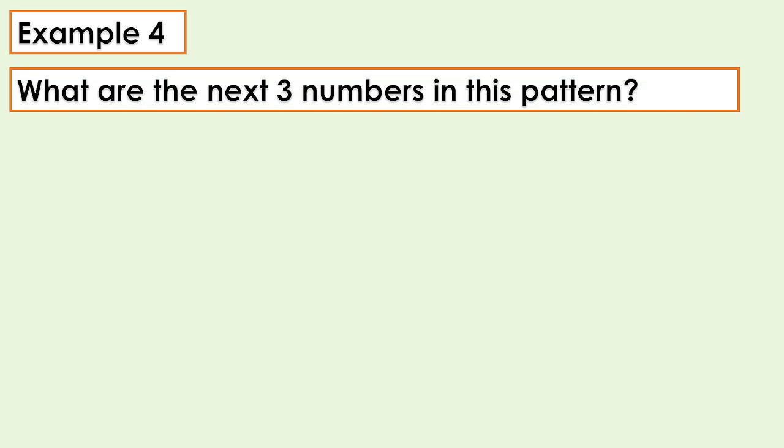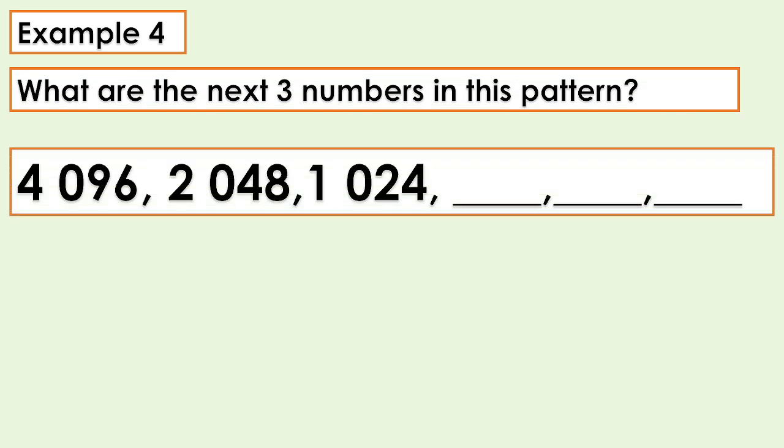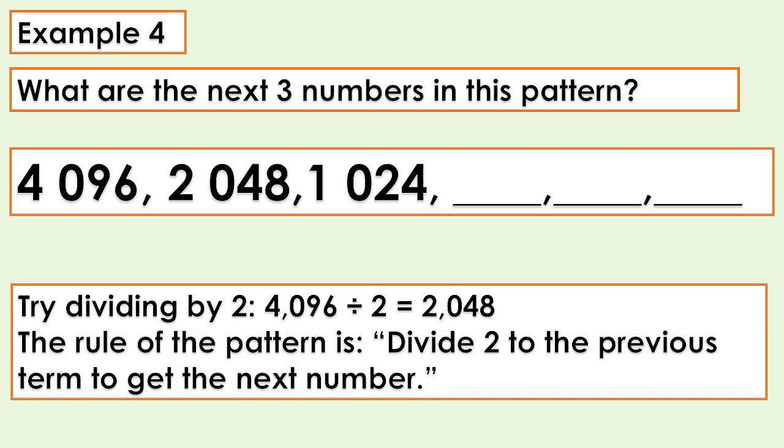Example 4. What are the next three numbers in this pattern? 4096, 2048, 1024. Solution. Try dividing by 2. So 4096 divided by 2 equals 2048. And 2048 divided by 2 equals 1024. So the rule of the pattern is divide the previous term by 2 to get the next number.